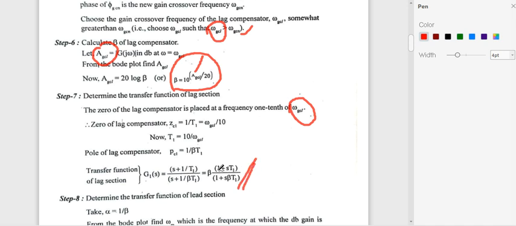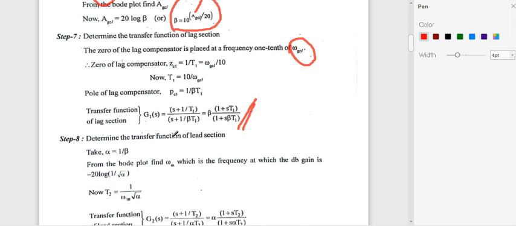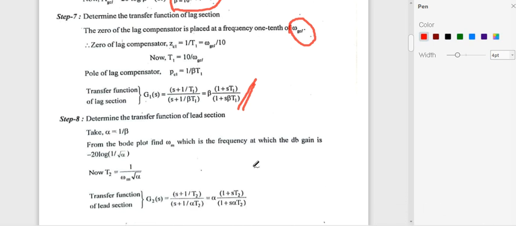We have both the lag compensator and the lead compensator. First we design the lag section, next we are going to design the lead section. The lead compensator transfer function is S plus 1 by T2 divided by S plus 1 by alpha T2. So we need to find both T2 and alpha.